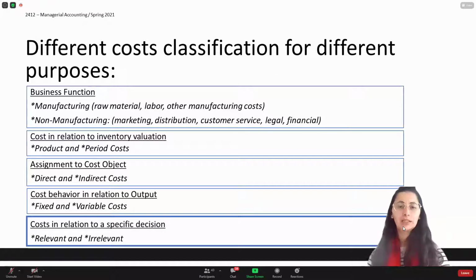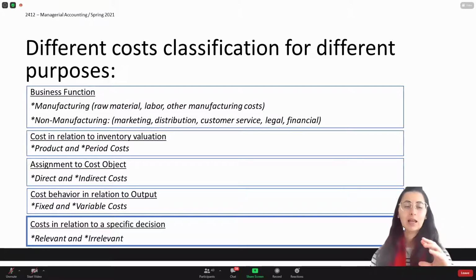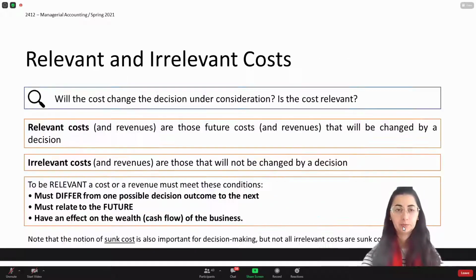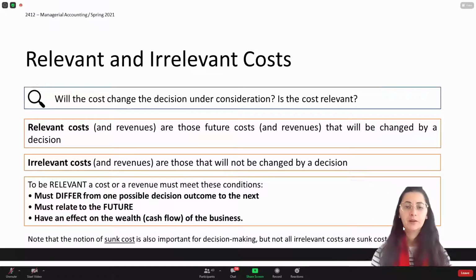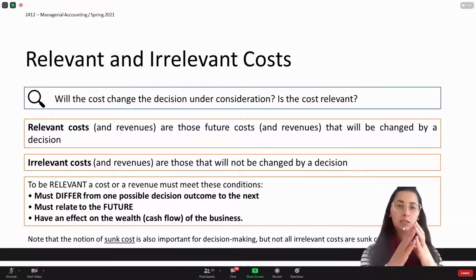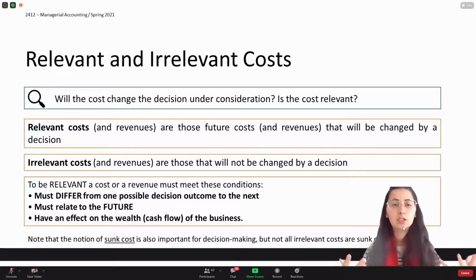So when we're doing this type of analysis, we want to classify costs by how they relate to a specific decision. We can classify them into relevant and irrelevant costs. So how do we distinguish between relevant and irrelevant? We answer the question: will the cost change the decision under consideration? So if we take this decision, will the cost change? If it changes, it's relevant. If it does not change, it means that it's irrelevant.